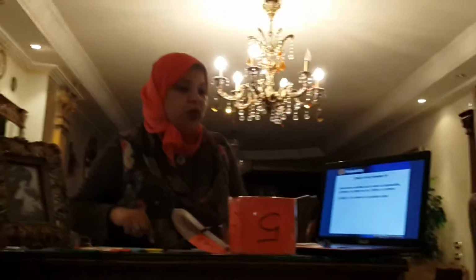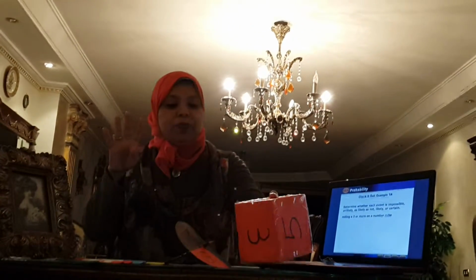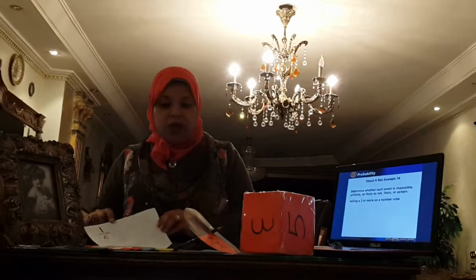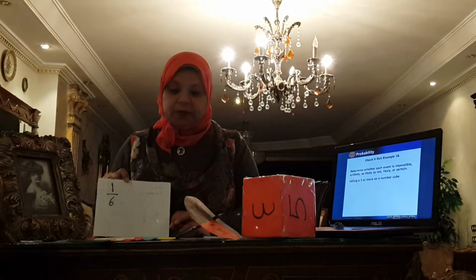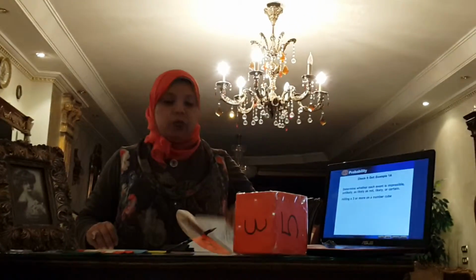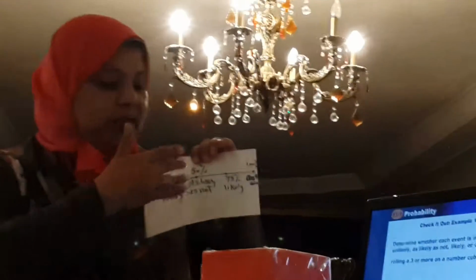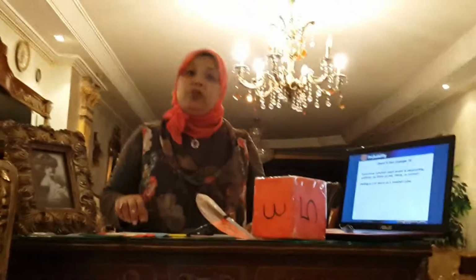Let's see another question. Rolling a 3 or more on a number cube. So let's start from 3. We have 3 and 4 and 5 and then 6, which means I have 4. 4 out of 6. In simplest form, it will be 2 out of 3. This is the first example which we can use to explain how we determine whether it is likely, as likely as not, or impossible.